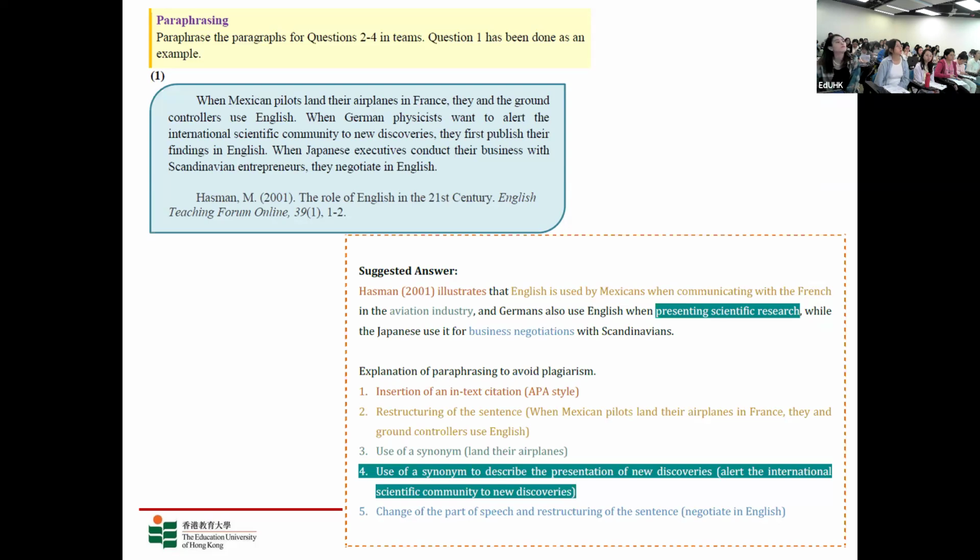And then instead of starting the next sentence, maybe you can use and when it is not too long and the meaning is parallel. Right. So I'm not saying again, you need to just combine them. Right? You can always separate them into a different sentence. And then Germans also use English when presenting scientific research, because you know that in the original they're saying alert the international scientific community to new discoveries. Then three words, presenting scientific research, can be used to replace that.